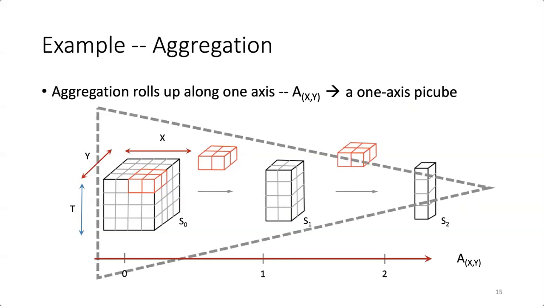We can tell from the structure that this is actually a pyramid along axis X and Y. So the pyramid, in fact, is a single-axis Picube.